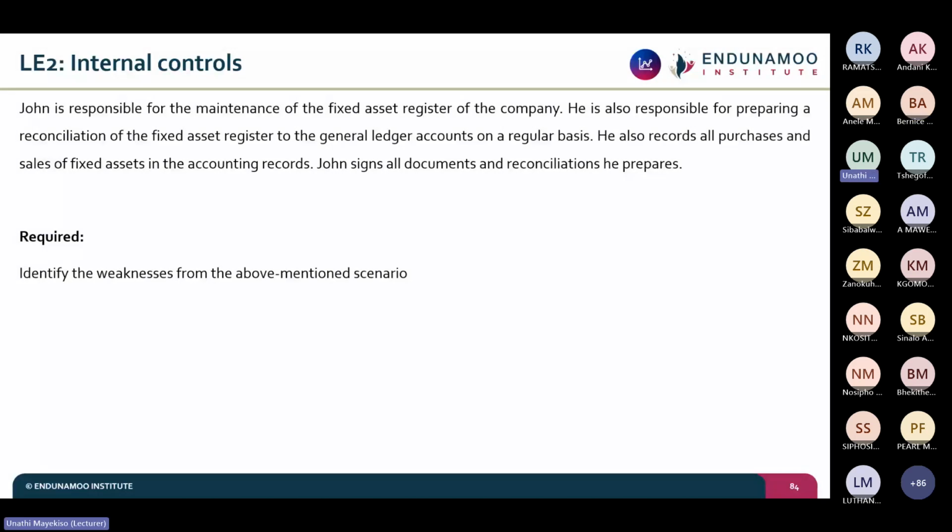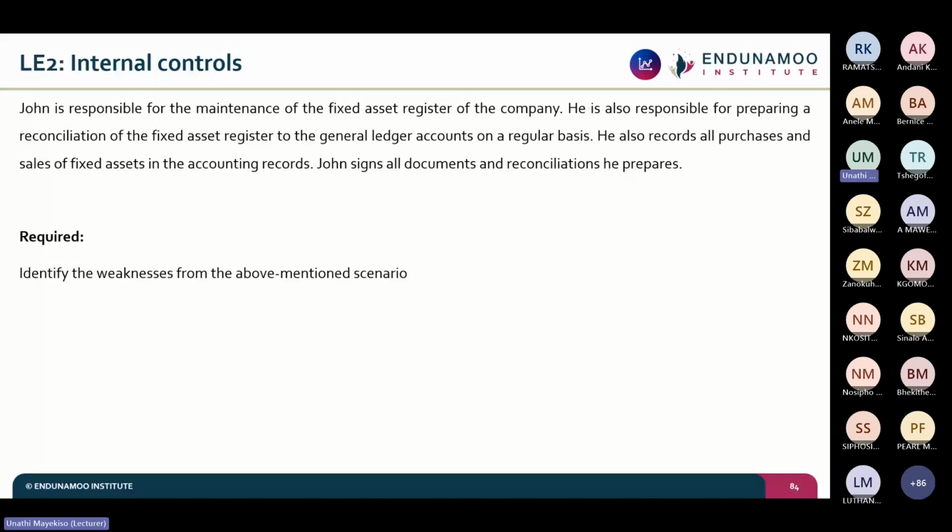Recommendation, what should they do? Yes, I think they should hire. I recommend that they should hire different people that are actually competent to do the different responsibilities. For example, the maintenance of the fixed asset register. If John is responsible for the maintenance of the fixed asset register, somebody else should be responsible for preparing the reconciliation of the fixed asset register, but they must be competent to do so.